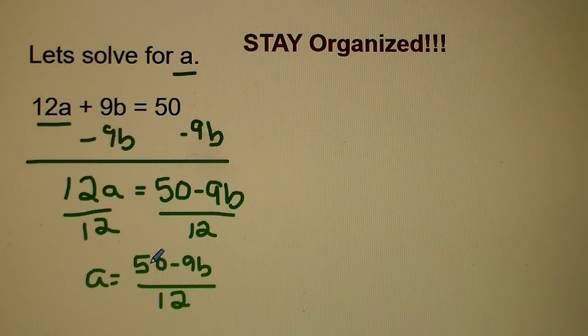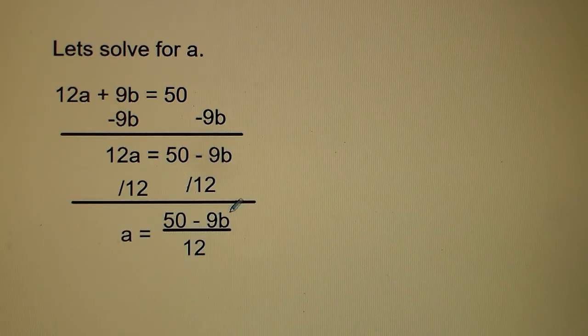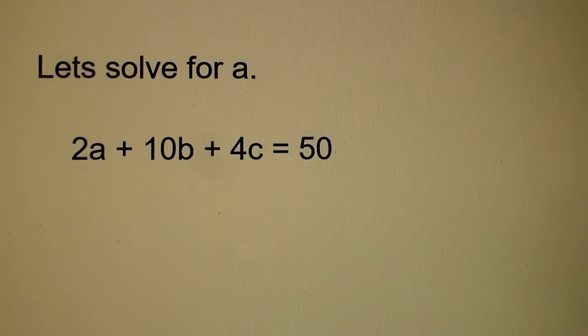And we can simplify that a little bit further. 50 divided by 12 comes out to a decimal. Negative 9 divided by 12 also comes out to a decimal or a fraction when you simplify. I just like leaving it just like that because I think that form is the prettiest form to understand.